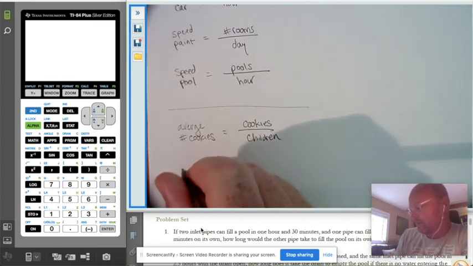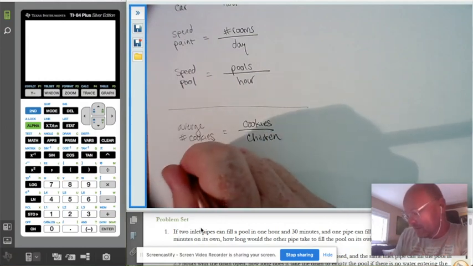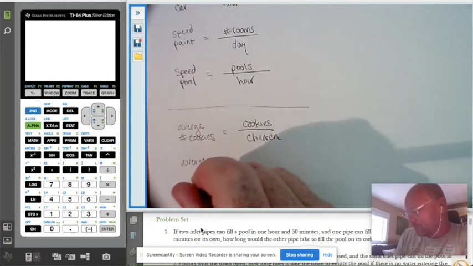Or we might be talking about buying something. We might want the average cost of a rose.